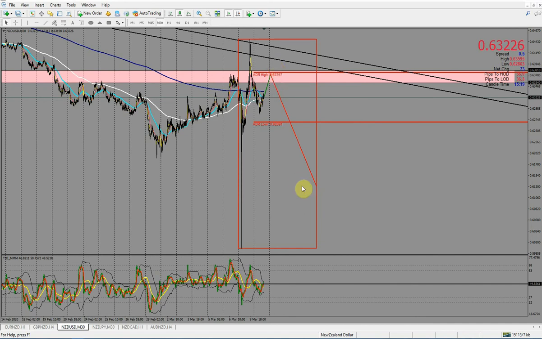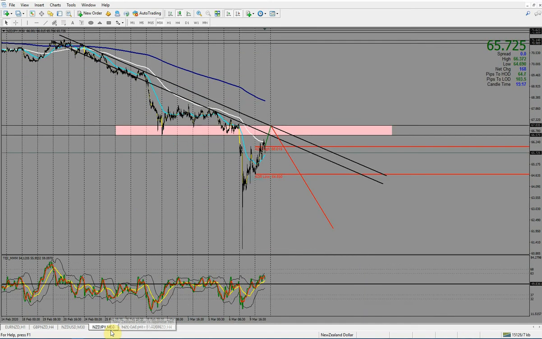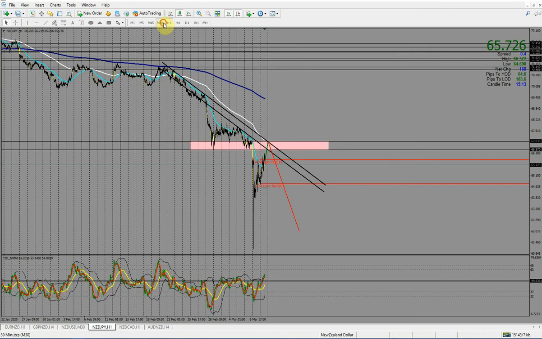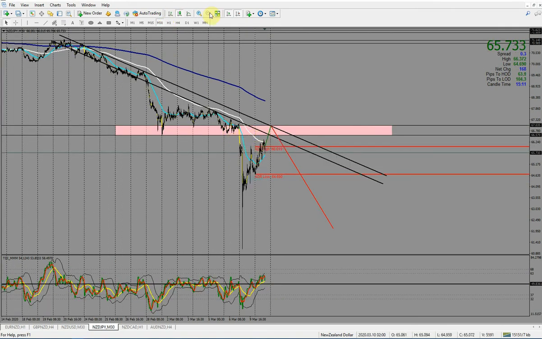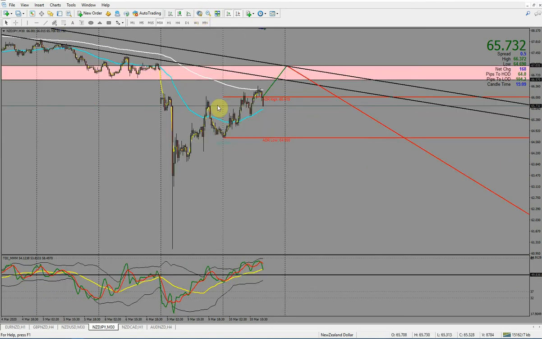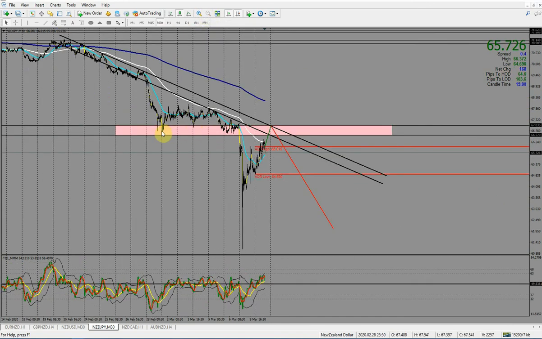NZD JPY, we have more or less the same thing here. This one, for me, it's very convincing. You know why? Because there's also a gap here. So this gap, for me, it needs to be closed. So I need to see this gap being closed, and then being closed where? On the upside, where there's major resistance that will now turn into support. Actually support, that is now going to turn into resistance.